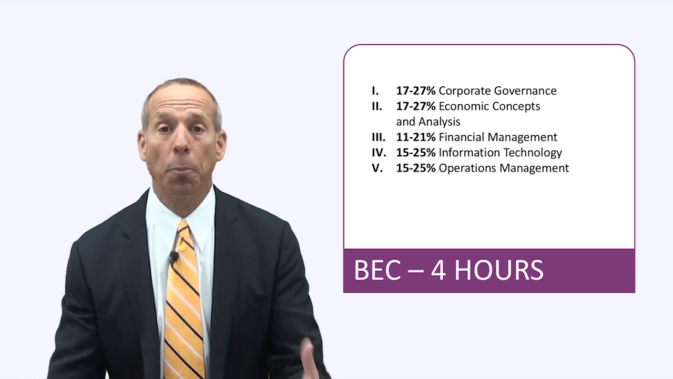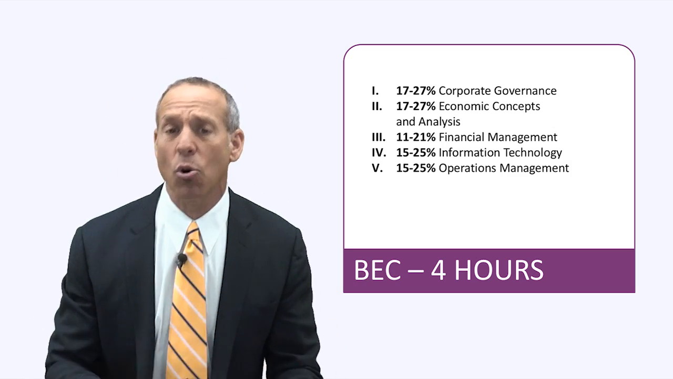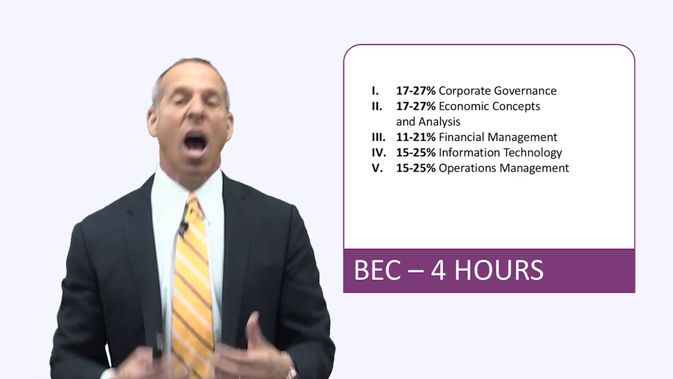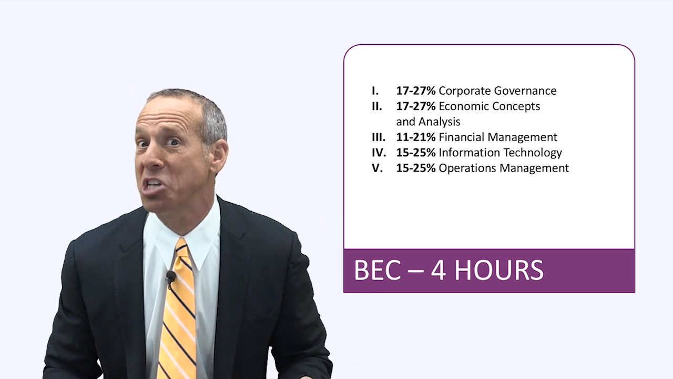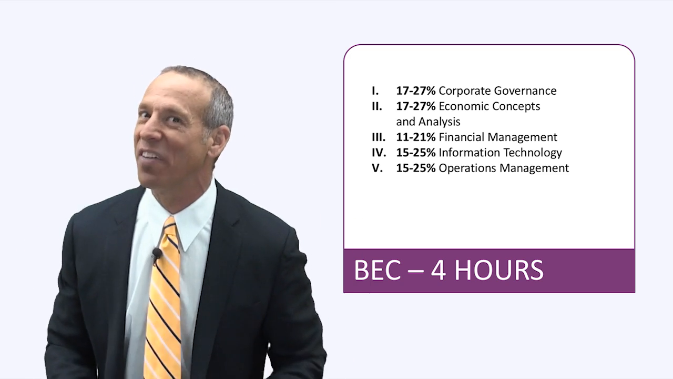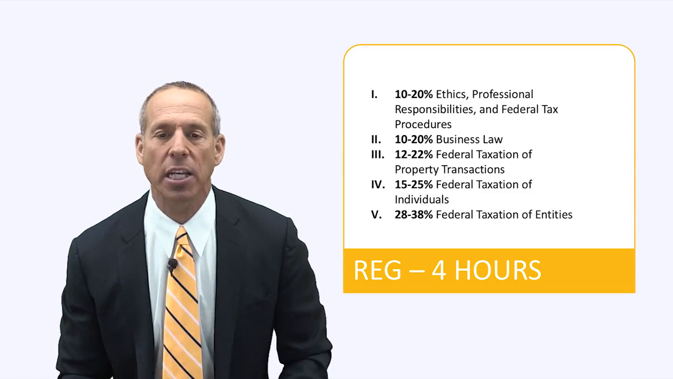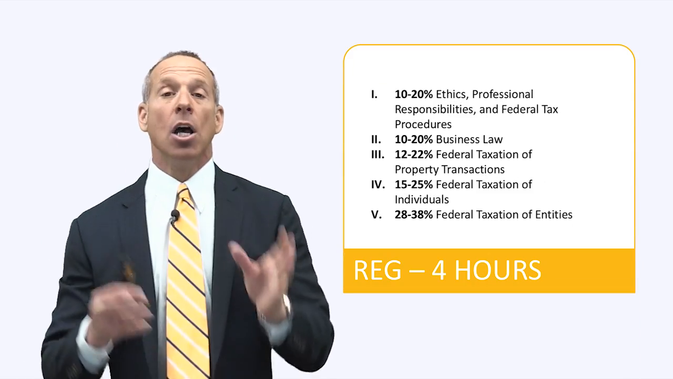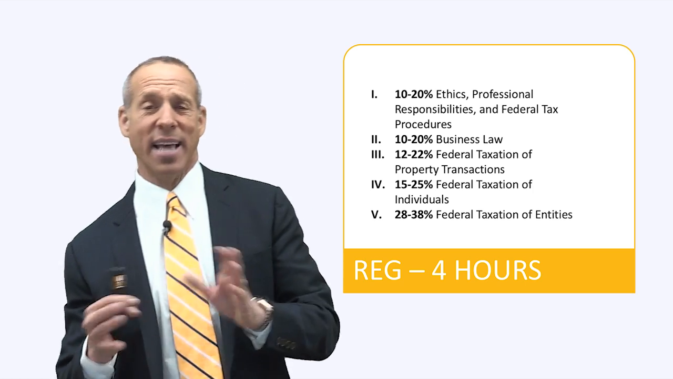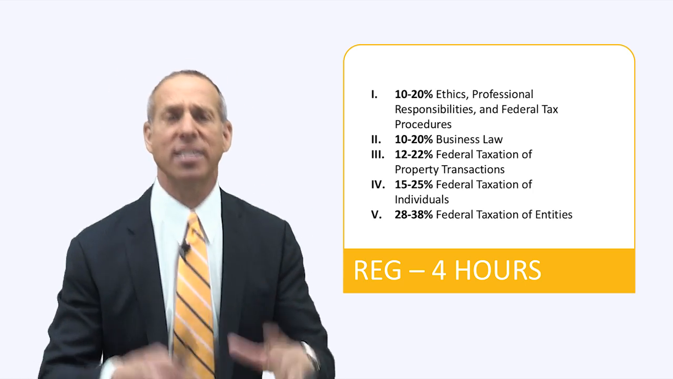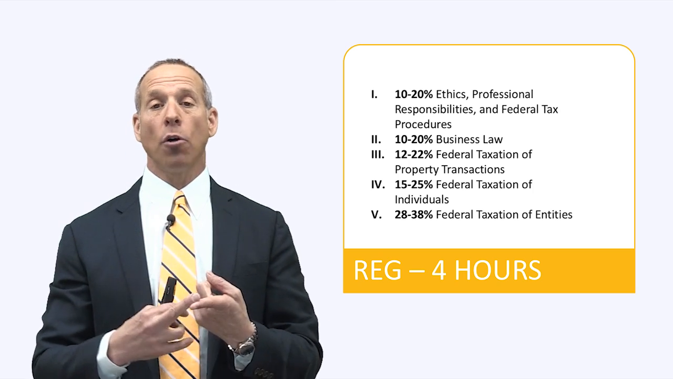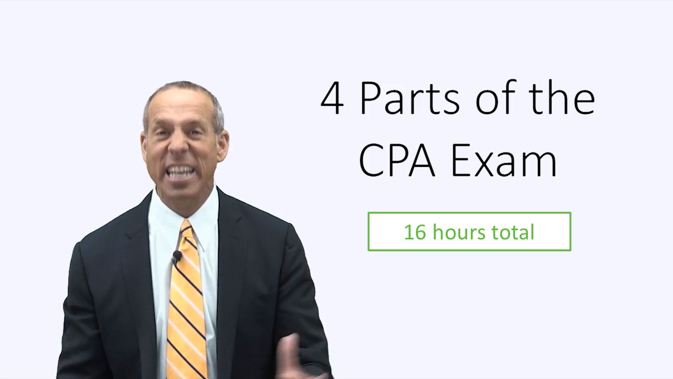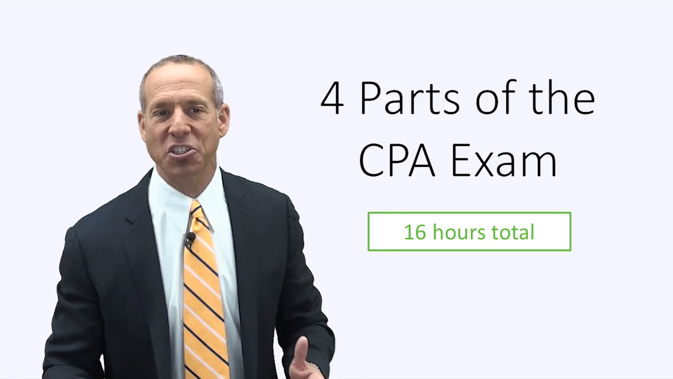BEC, we've got corporate governance, we've got macroeconomics, we've got IT, we've got operations management, our favorite area, cost managerial. It's that good old variances. And then finally, regulation, that would be tax, corporate tax, individual tax, S-corps, partnerships, estate, trust, gift, exempt organizations. It would be business law, and then also professional responsibility and ethics. So that is how your 16-hour fun-filled adventure is set up.